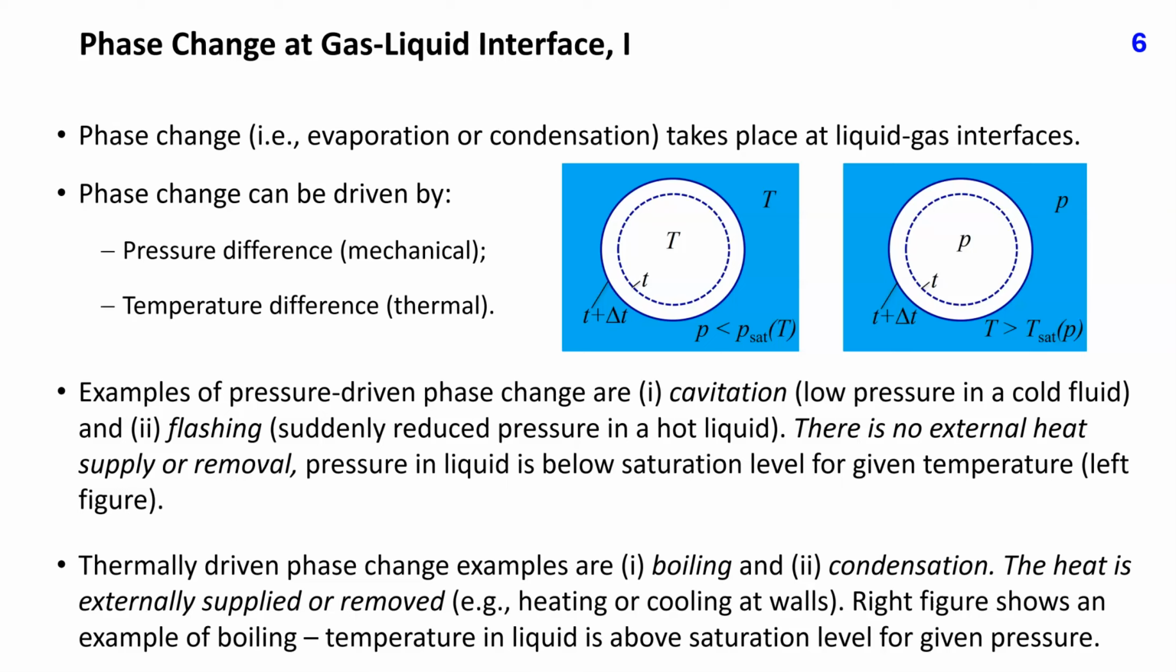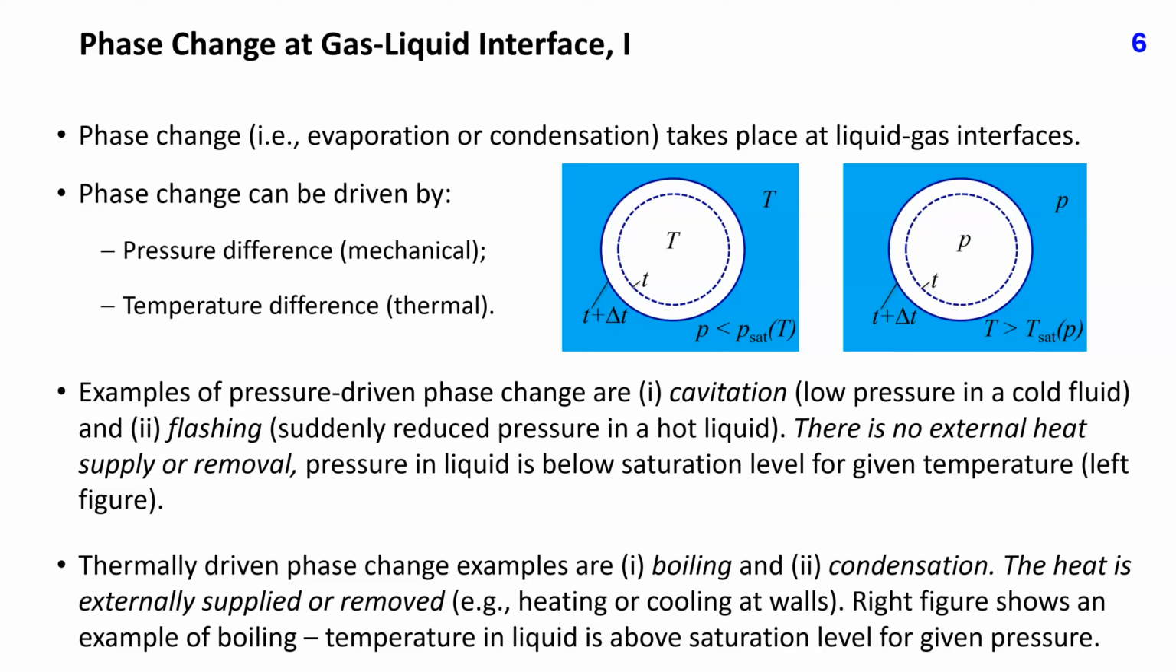Pressure in liquid is below saturation level for given temperature, as indicated by this figure, showing a growing cavitation bubble, and the heat required for the phase change is taken from the surrounding liquid, that is, it is cooled down. Cavitation usually takes place in a liquid flow, and the amount of liquid that evaporates is small relative to the flow rate, so the cooling down of liquid is usually negligible.